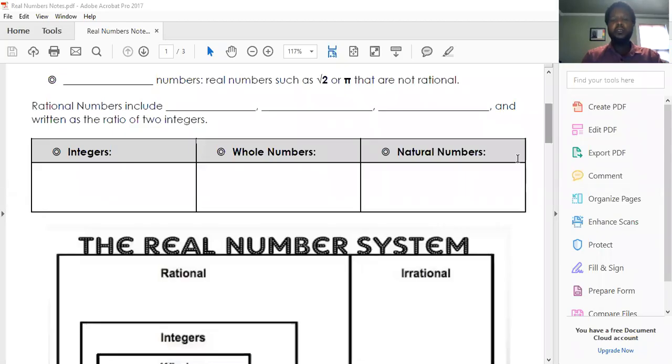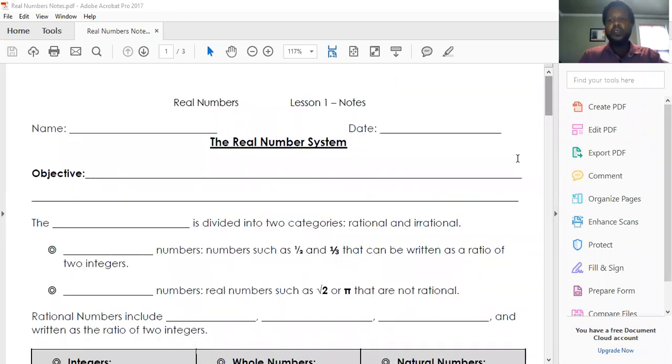Hi everyone. So today we're going to go over the real number system. In order to follow along today, you are going to need to have open your real number system notes. If you don't have that open yet, go ahead and open up the real numbers notes from your Schoology. Go ahead and pause and open that up, and then when you're ready to begin, you can click play.